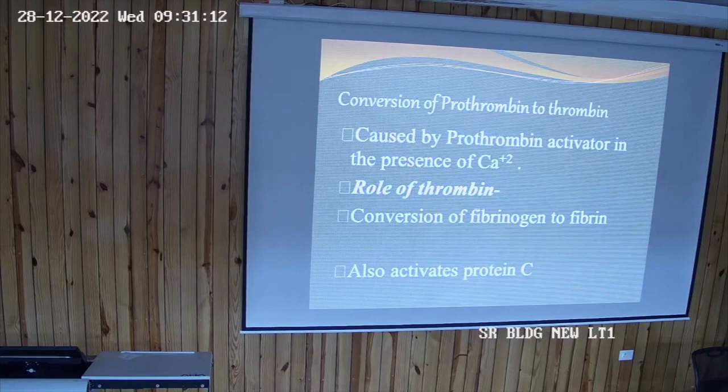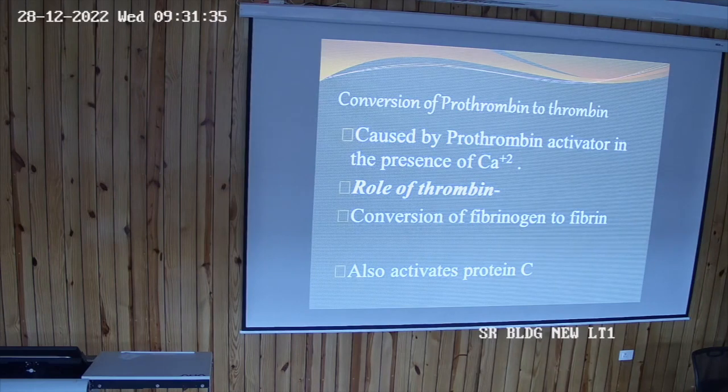Conversion of prothrombin to thrombin is caused with the presence of calcium. So you can see the role of calcium, because when we do anticoagulation there is an important role of calcium. For the final conversion to fibrin formation, we require factor 4, factor 8, factor 7, and factor 9.